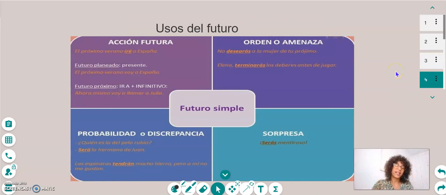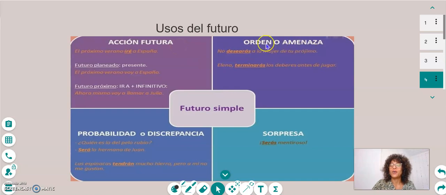Afterwards is when I start with this information. As you can see, regarding the reasons why we express ideas in the future tense, we have four different uses of the future tense in Spanish. In that moment is when they realize, okay, it's not just about plans in the future.